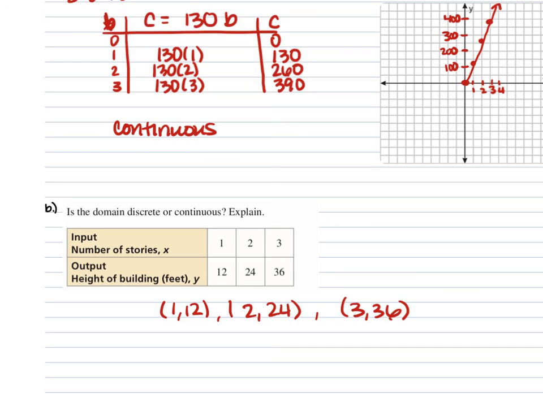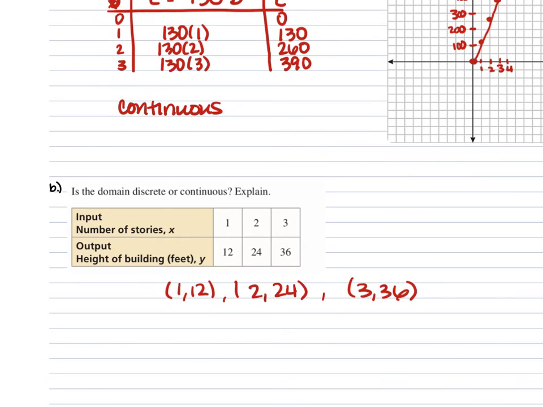It tells you that your input is the number of stories. Then the output is the height of the building. So you have to think about your number of stories in a building. You can't be at 1.5 stories. So it's 1 story, 2 stories, 3 stories. So this would be discrete.